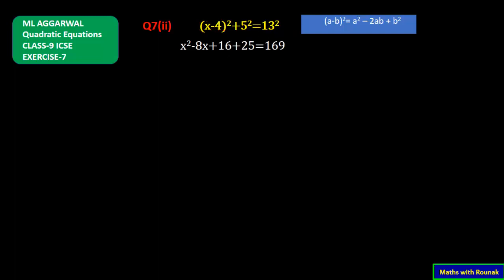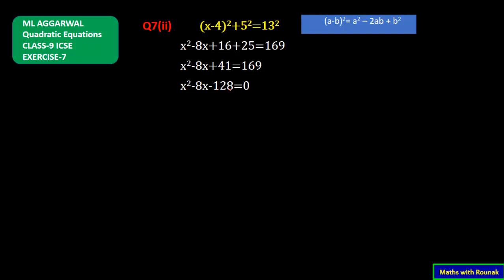So after opening this bracket, our equation will become x square minus 2ab, minus 2 into x into 4, will give us minus 8x, and whole square of 4 is 16 plus whole square of 5 is 25 and 13 square is 169. So we will add 16 and 25, which will give us x square minus 8x plus 41 is equal to 169. Now we will transpose 169 to the left hand side.